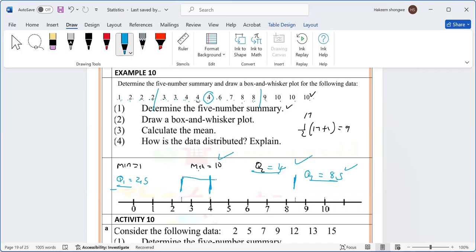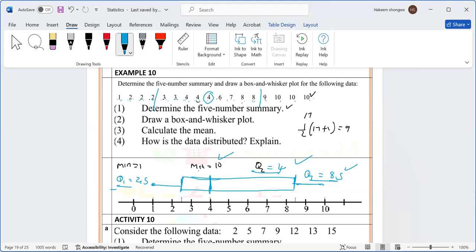Then I'm going to connect these, and it gives me something called the box. And then what are going to be the whiskers? The whiskers are going to be the minimum and the maximum. So I say, this is the minimum. And then here, this is going to be the maximum.